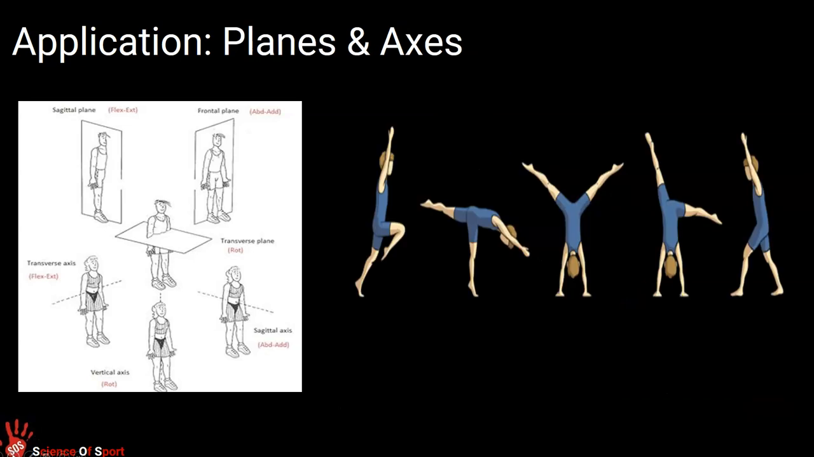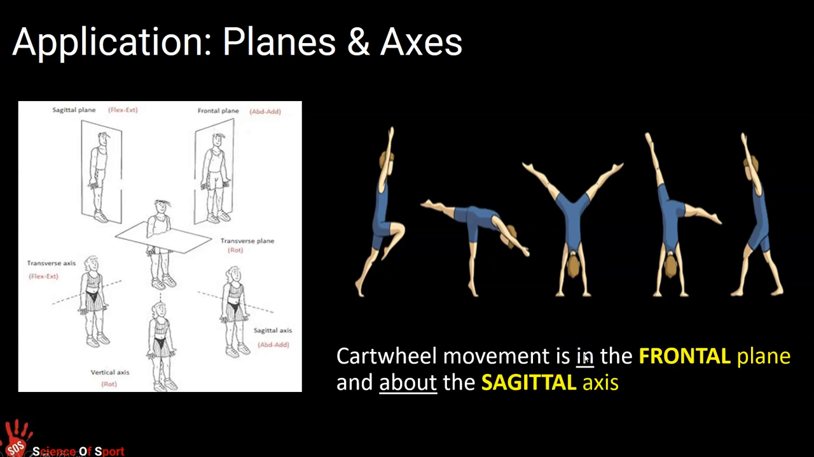Have a look at this example. So we've got a cartwheel. Use the diagrams, what plane and what axis? Hopefully you saw that the cartwheel movement was occurring in the frontal plane and about the sagittal axis.